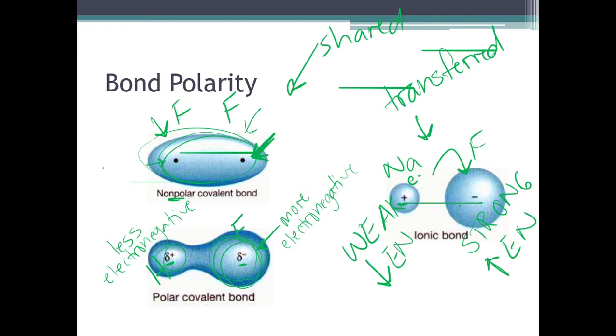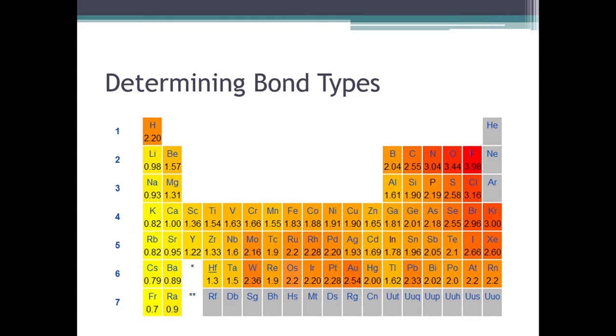So again, this is your 0 to 0.4 difference in electronegativity. This is your 0.4 to 2 difference in electronegativity. And this is anything greater than 2 difference in electronegativity. And those values come from this table here. This is how you can calculate your differences in electronegativity.